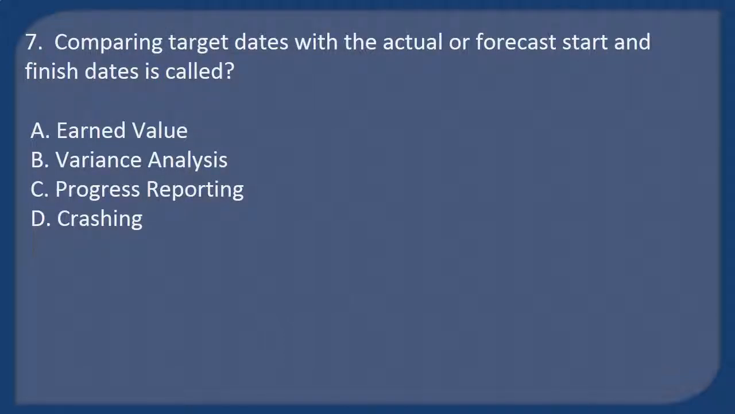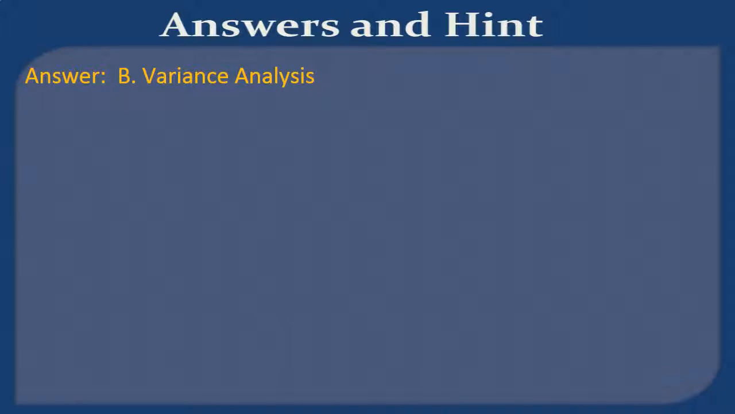Question 7. Comparing target dates with the actual or forecast start and finish dates is called A. Earned value. B. Variance analysis. C. Progress reporting. D. Crashing. Answer: B. Variance analysis.